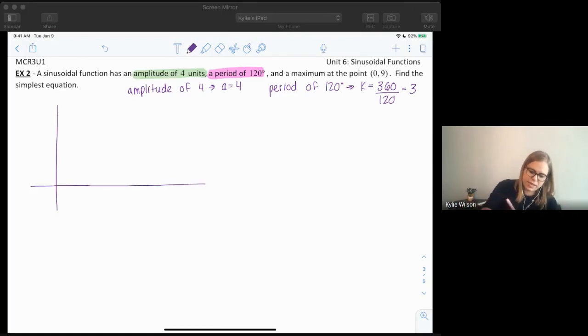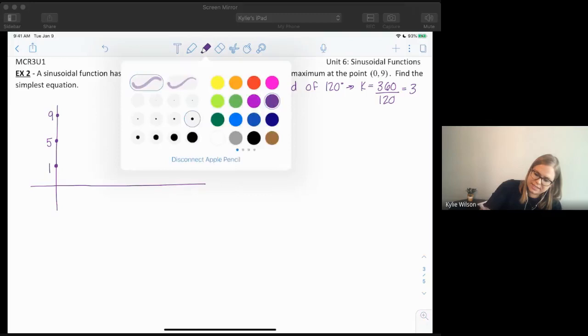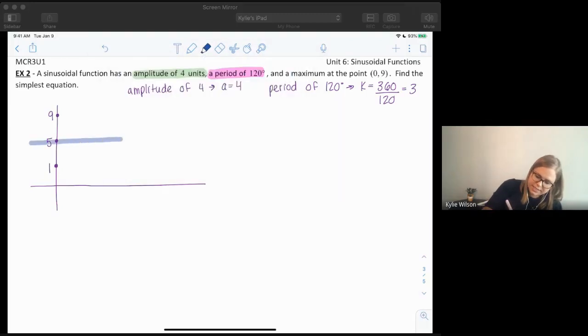Okay, so I know that my maximum is here at 9. And then I know that my amplitude is 4. So I know that from my maximum to my axis is 4. So we would have 5. And then if my amplitude is 4, from my axis to my minimum, we should have an additional 4. So we're at 1. So that means that our axis is here at 5.